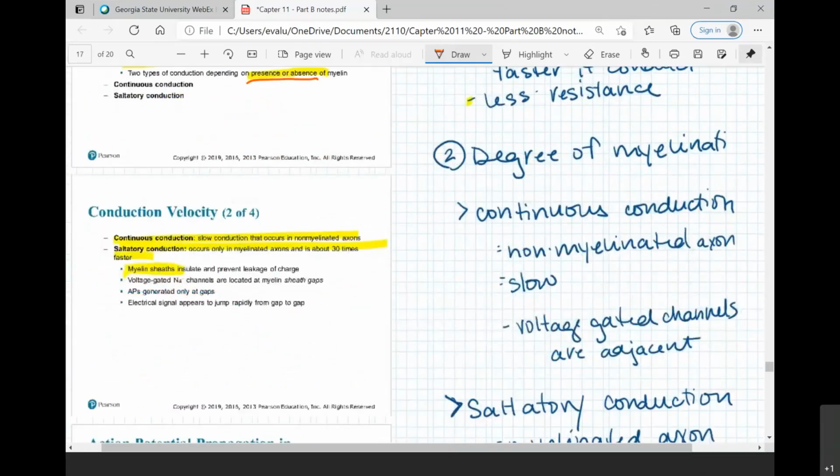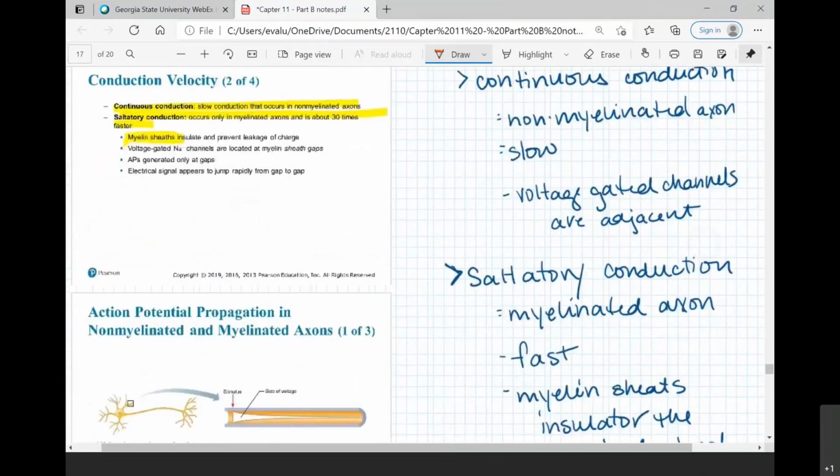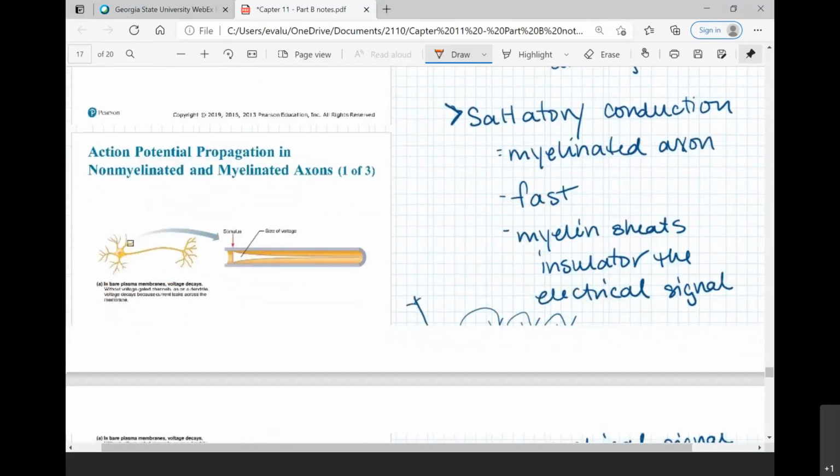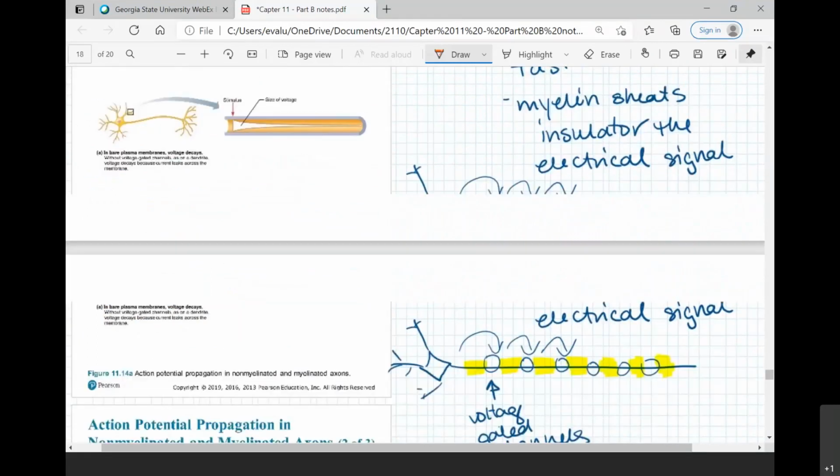It's continuous conduction. The one we like is saltatory conduction. Saltatory conduction will happen in myelinated axons, and it is fast. But there's also going to be myelin that is occurring and causing this. So myelin essentially will insulate the electrical signal.